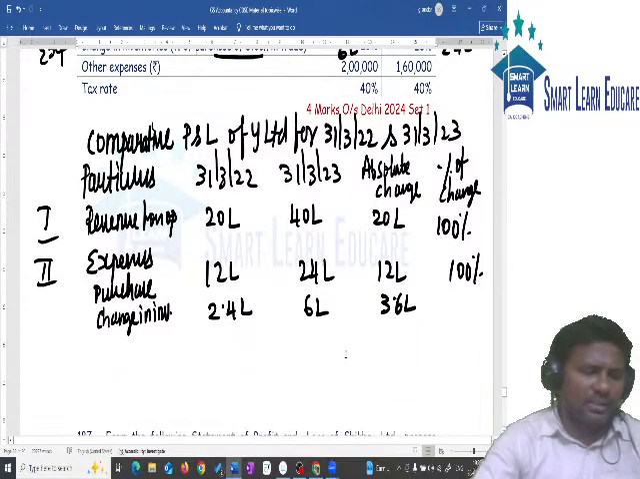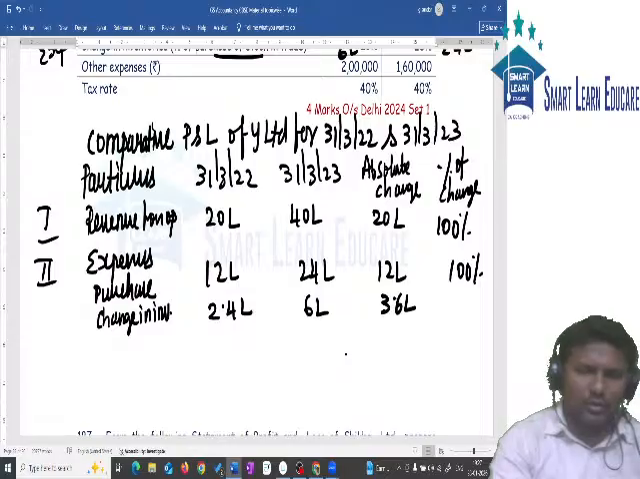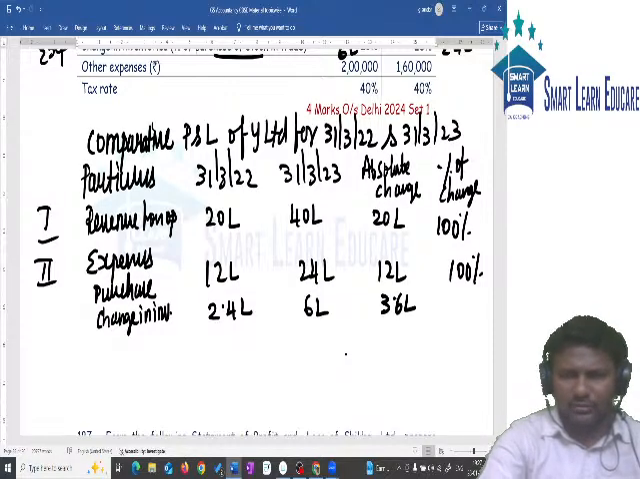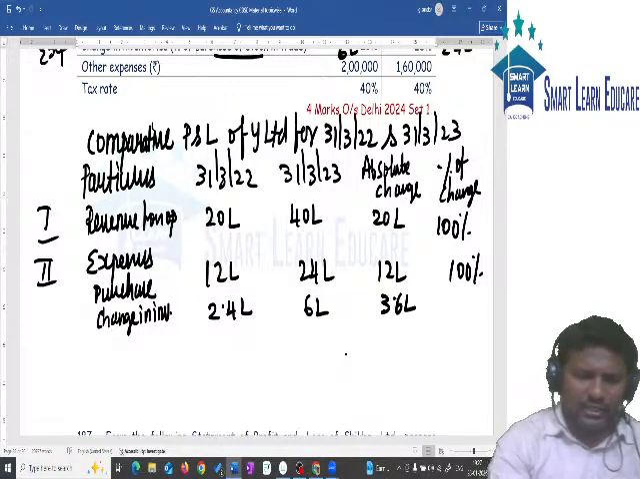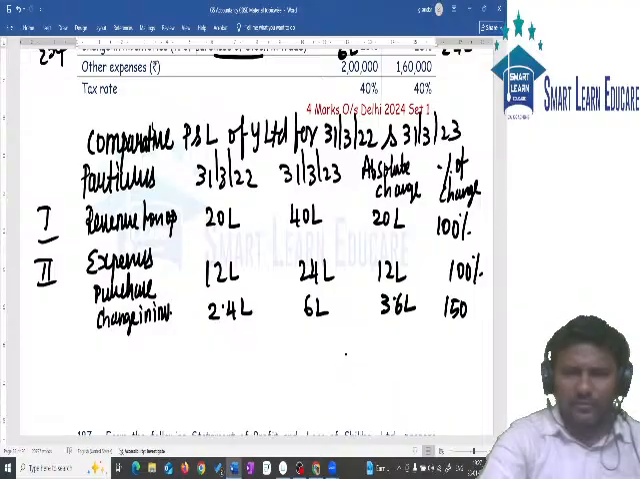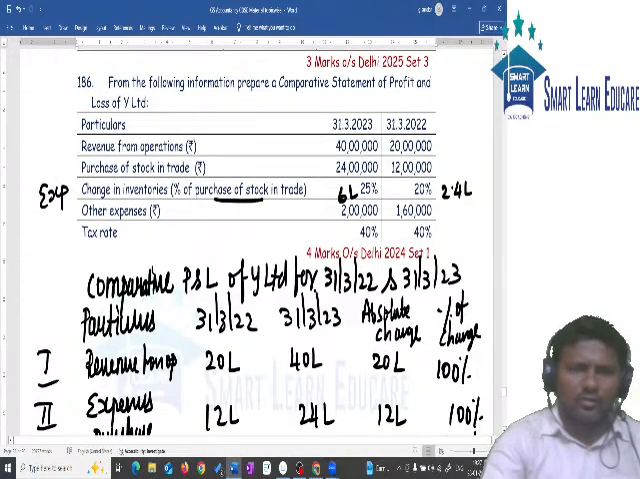How much is the increase? 3 lakh 60,000. Express this in terms of percentage: 3 lakh 60,000 divided by 2 lakh 40,000 is a 150 percentage change. So first one over, second one over, third one over.